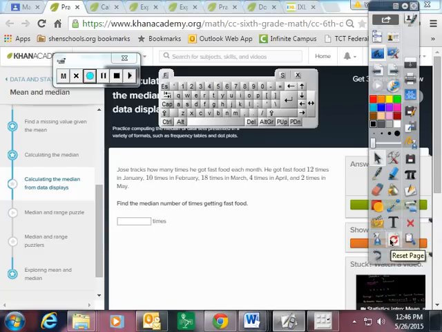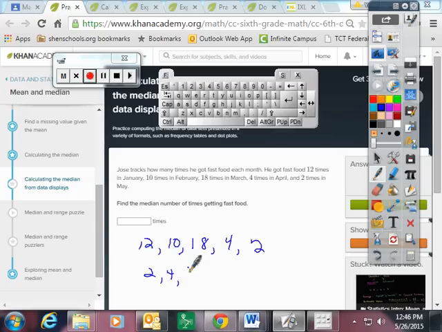Jose tracks how many times he got fast food each month. He got it 12 times in January, 10 times in February, 18 times in March, 4 in April, 2 times in May. So this wasn't a data chart or anything, but they gave us it. Hopefully we could do it like a frequency table. 10 should be the answer here.